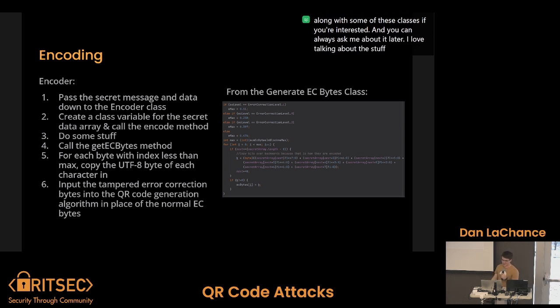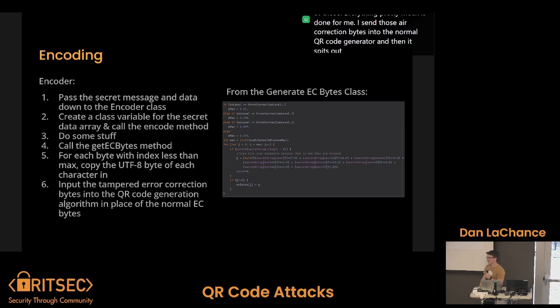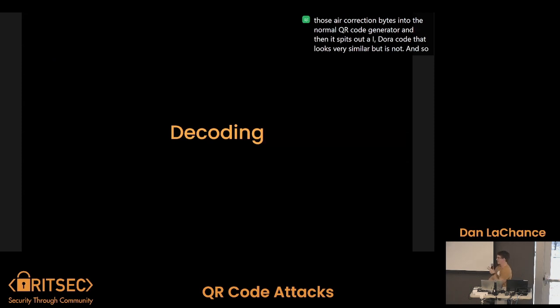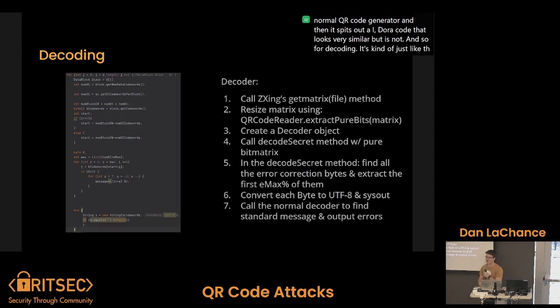All right, so once I have those error correction bytes and I change some of those, everything pretty much is done for me. I send those error correction bytes into the normal QR code generator, and then it spits out a QR code that looks very similar but is not. And so for decoding, it's kind of just the same process but in reverse.